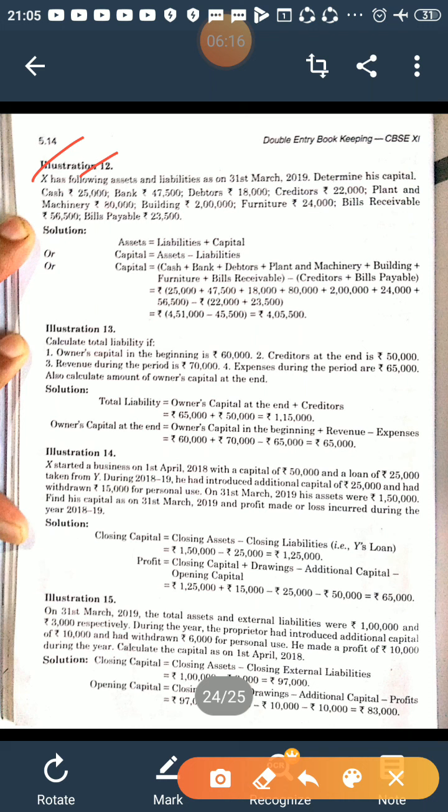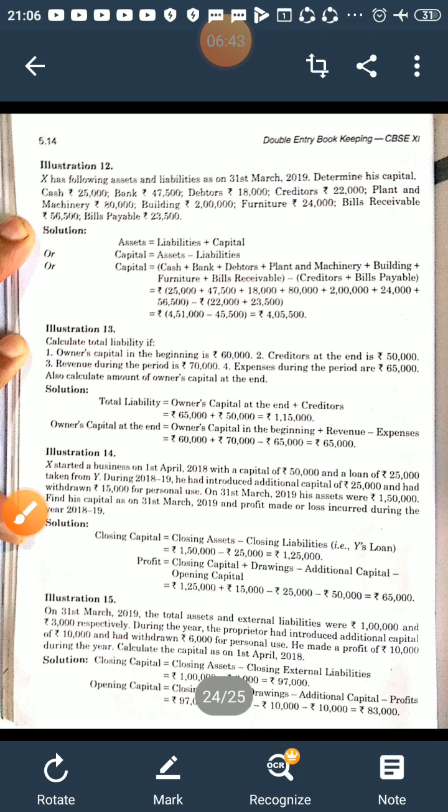Cash is an asset, bank is an asset, debtors are an asset, creditors are not an asset, they are a liability. Plant and machinery is an asset, building is an asset, furniture is an asset, bills receivable is an asset, bills payable is a liability. So all the assets will be added, less creditors plus bills payable, that is liabilities, and you will solve this equation and you will get to know the capital.